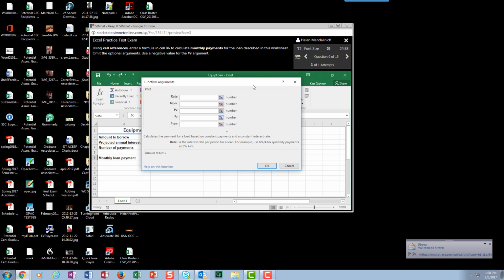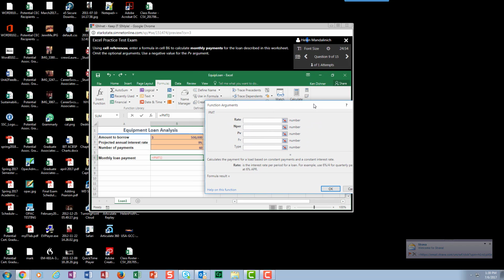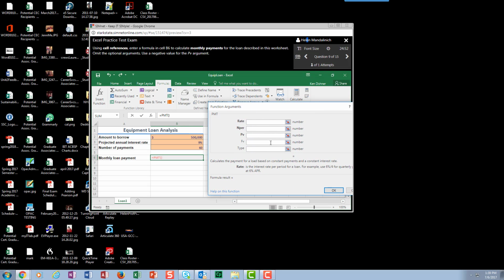It's going to bring up my function arguments screen. If you notice, these three are in bold: rate, NPER, and PV. Those are required elements in the function. You must supply rate, number of periods, and the present value. Future value and type are not bold, therefore they're not necessarily required. You have to look at what the circumstances are.